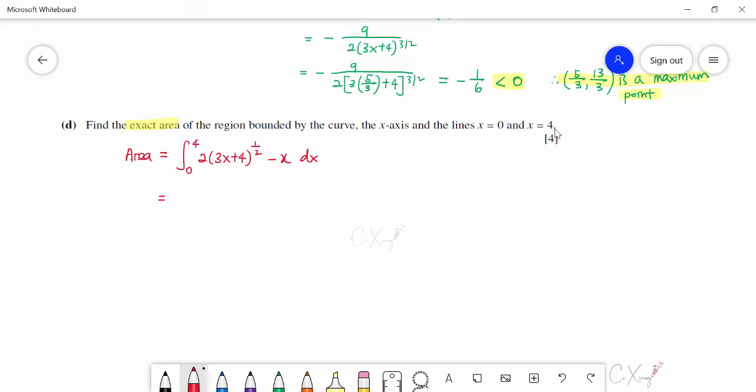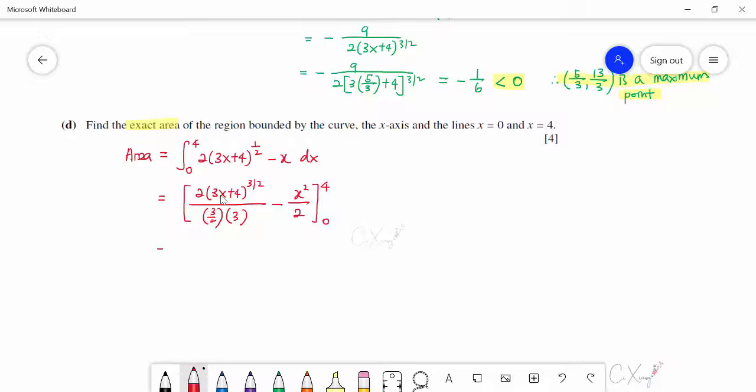So to find the area, generally we just need to do the integration. For the integration part, 2 is a constant, we copy. Then you copy the bracket, power plus 1, which is 3 over 2. Then you divide it by the new power 3 over 2. Differentiate the thing inside the bracket, differentiate 3x + 4, you get a 3. Minus, when I integrate x, I have x squared over 2. Then later I need to substitute the limits 4 and 0.